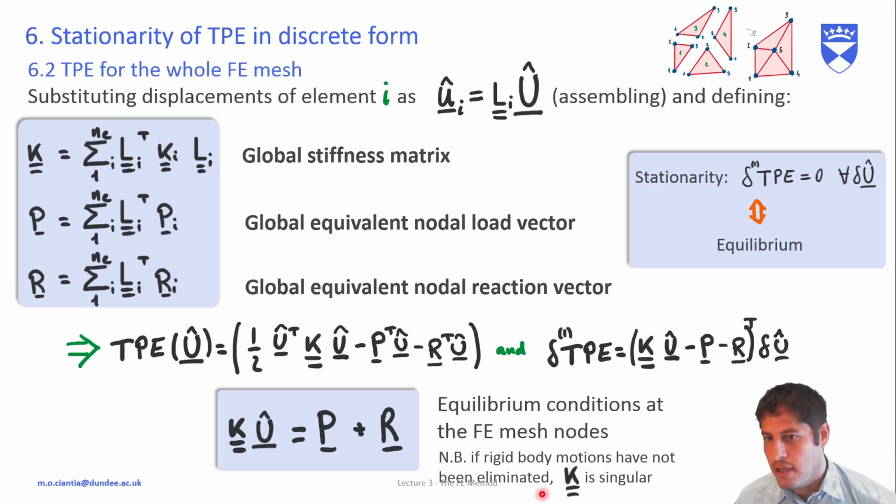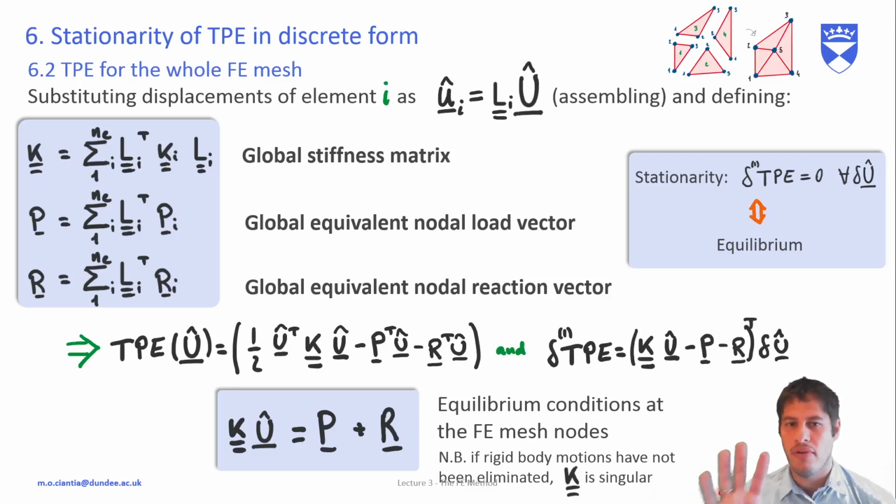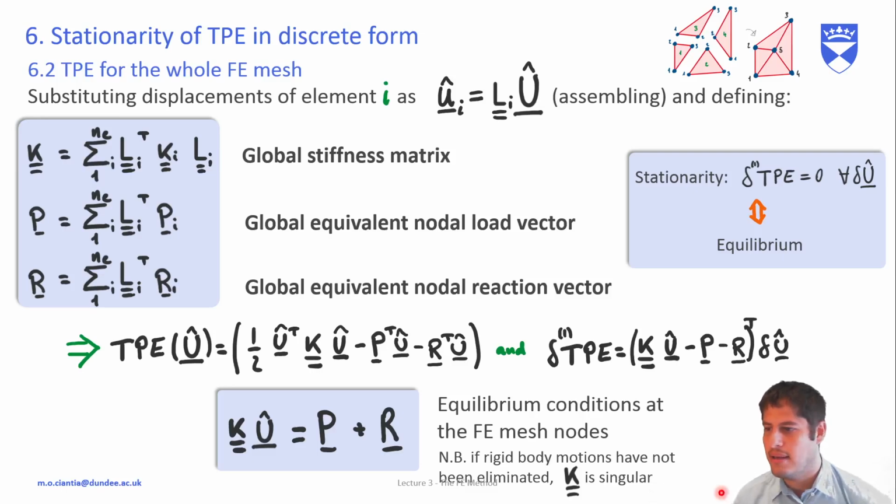So this is just a remark that if rigid bodies have not been eliminated, K is singular, so our structure needs to be restrained, and you should avoid a rigid motion of the whole system. Sometimes in finite elements you forget to put the boundary conditions and this system can just float, so you can't invert it, so you can't get the solution.